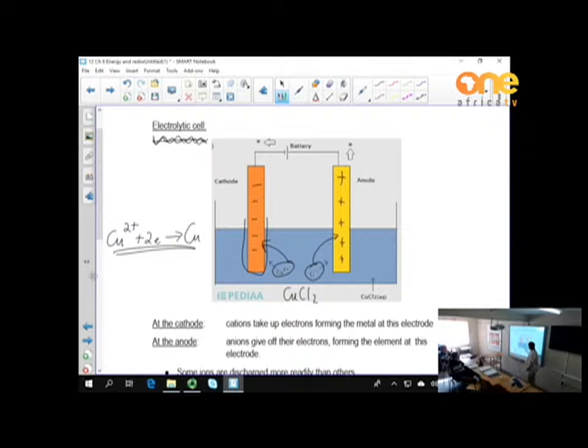And at this electrode, the chloride ion is going to make contact with the positive electrode, and the chloride ion is going to form chlorine gas plus 2 electrons. So we will get bubbles of chlorine gas forming on that electrode. What do we call a losing of electrons? Oxidation. So in the electrolytic cell, at the negative electrode we get reduction, and at the positive electrode we get oxidation.